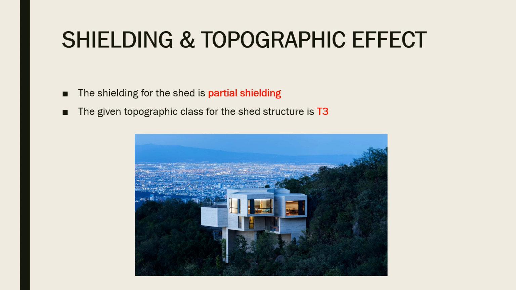The topographic class determines the effect of wind on a house because of its location on a hill, ridge, or escarpment and the maximum height and slope. The given topographic class for the shed structure is T3 in accordance with Table 2.3 in AS 4055-2012.